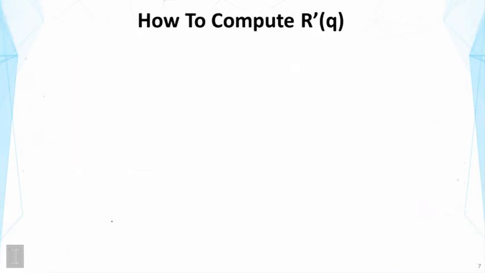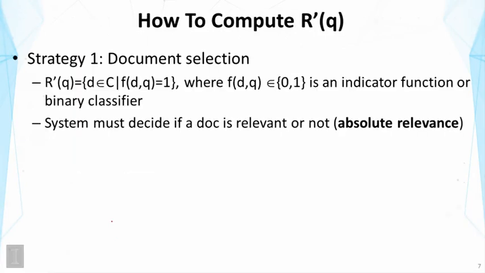Now, in general, there are two strategies that we can use. Right? The first strategy is to do document selection, and that is we're going to have a binary classification function, or binary classifier. That's a function that would take a document and query as input, and then give a 0 or 1 as output to indicate whether this document is relevant to the query or not. So in this case, you can see the relevant document set is defined as follows. It's basically all the documents that have a value of 1 by this function.